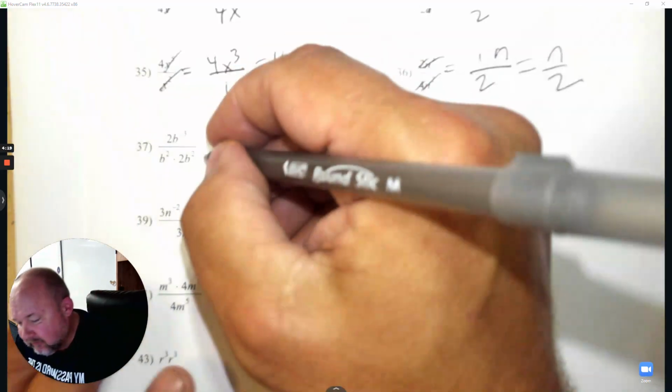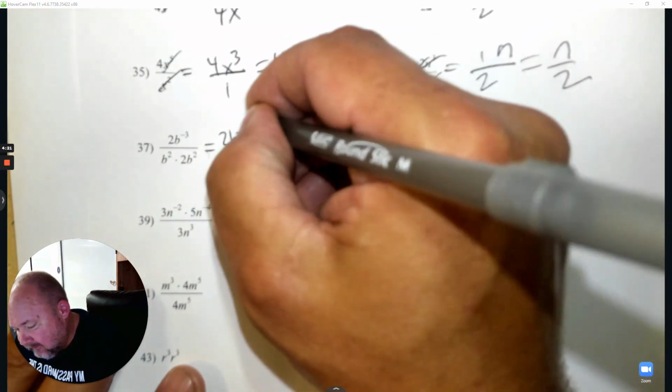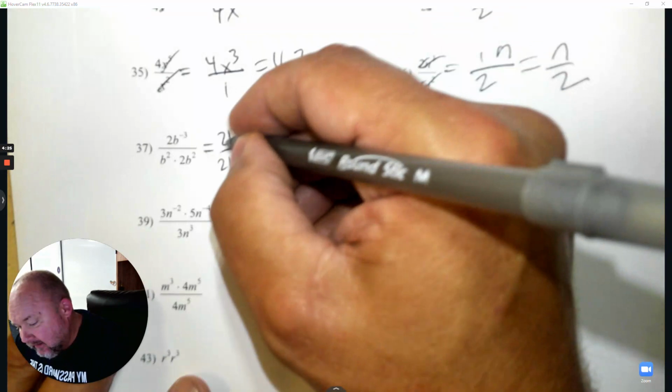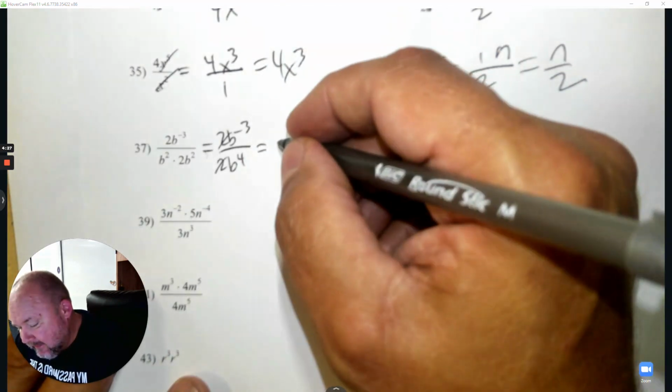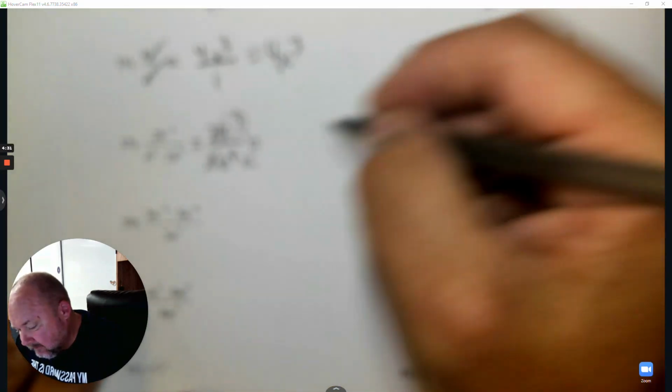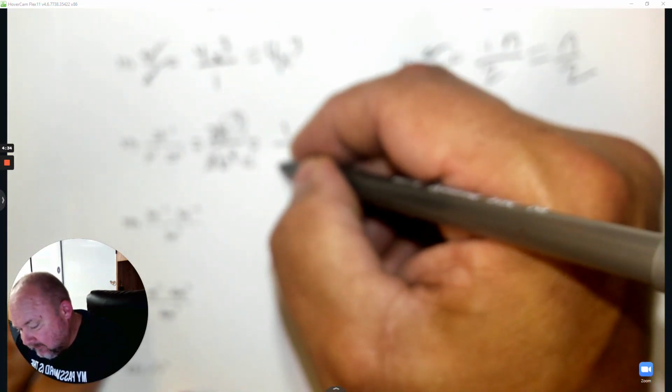Oh, fun, negative exponents. So one step at a time. So the bottom together, we add the exponents, and then we divide it. Now a negative exponent means it goes in the bottom. So if I put it in the bottom, we now have 7 b's on the bottom, and that's the answer.